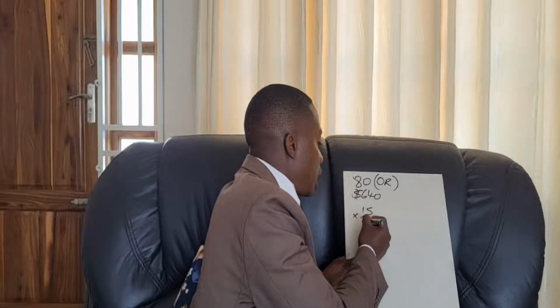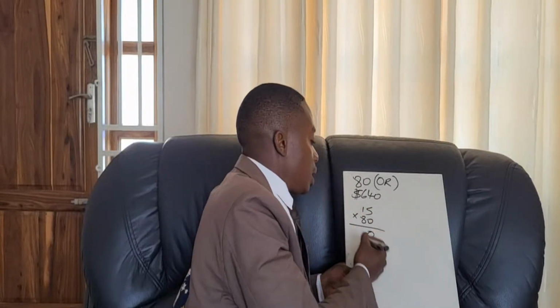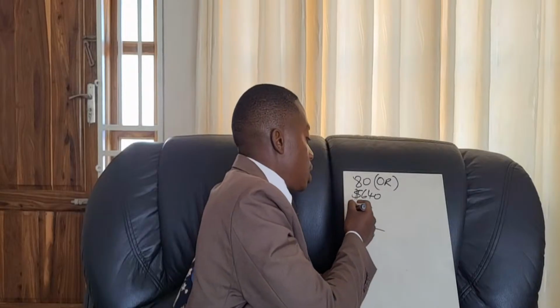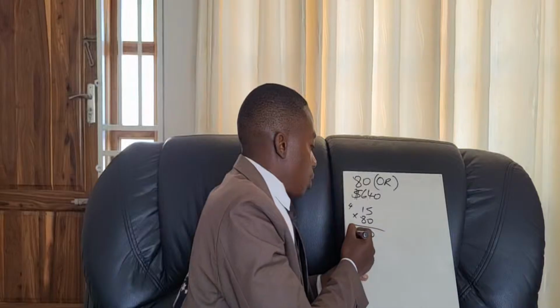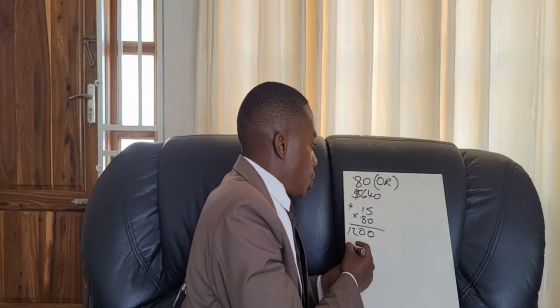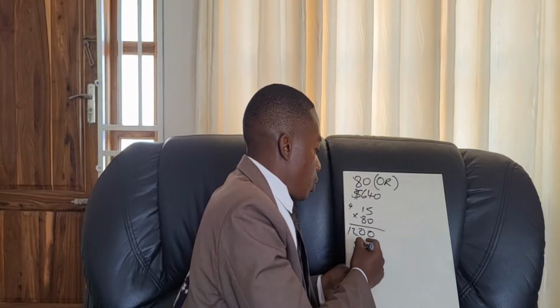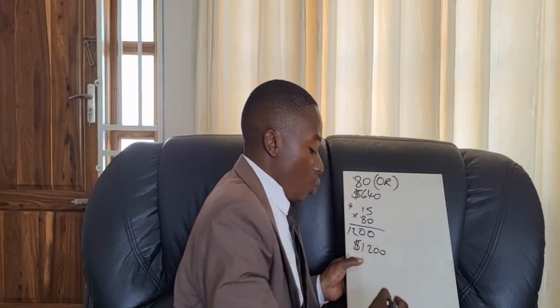So 15 by 80. 0, 8 times 5, that's 40, right? 8 times 1, 8 plus 4, that's 12. So the oranges are sold for 1,200.